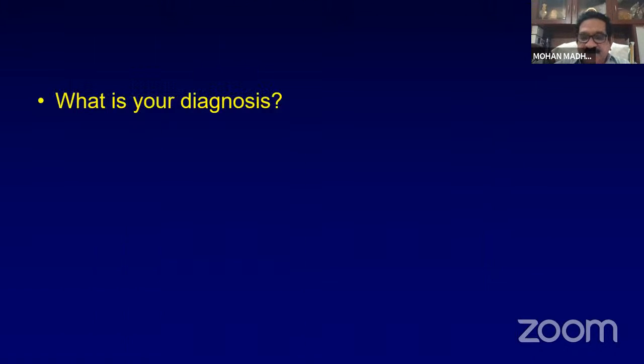Okay, look at the plantar. His plantar is upgoing bilaterally. The way he walks, particularly with mild flexion of the knee. Okay, what is the diagnosis now?